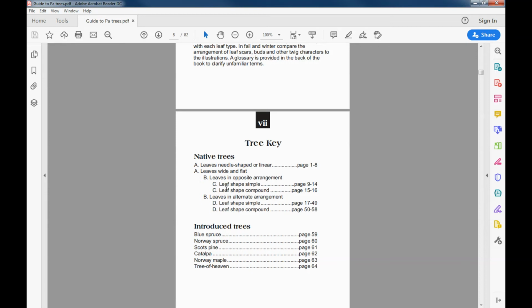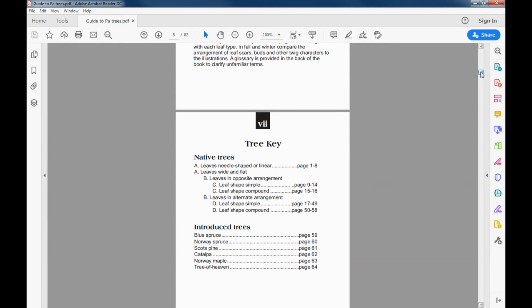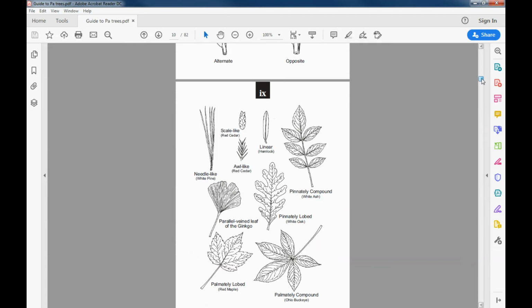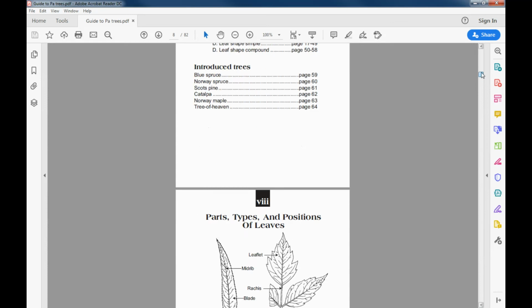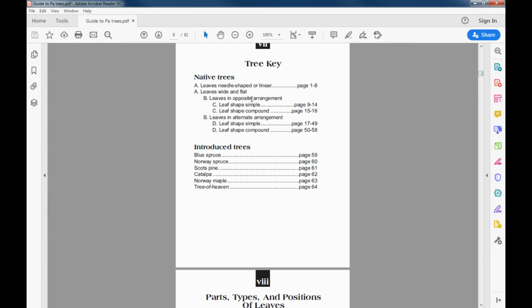If they're wide and flat, we want to look next: are they opposite or alternate in their arrangement? And what does that mean? Well, again, this guide here helps us out. Opposite means you can see the leaves are basically right beside each other as they come out of the branch. Alternate means they alternate. There'd be a leaf here, go up further, there'd be a little leaf a little bit further on the right, go up a little bit further on the left. They alternate back and forth. So if these leaves happen to be opposite in arrangement, you're going to look at pages 9 through 16.